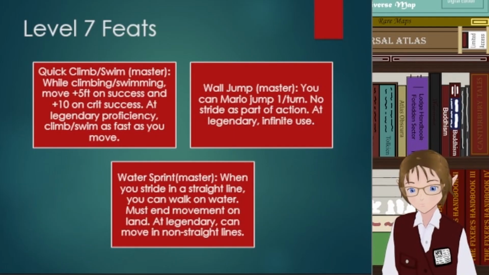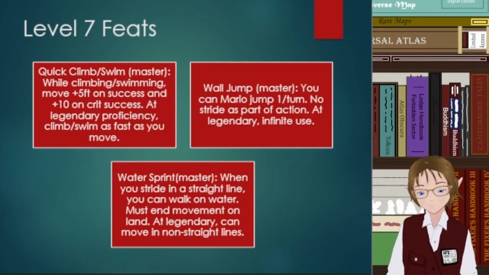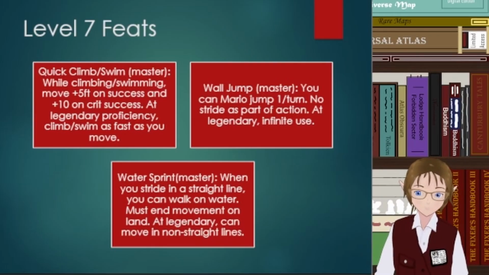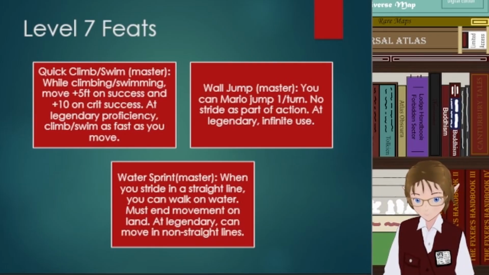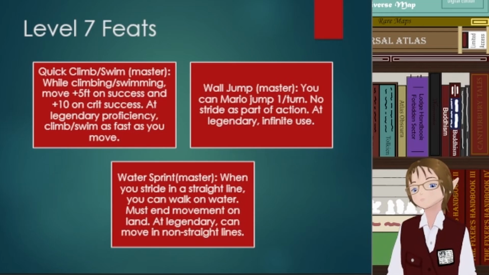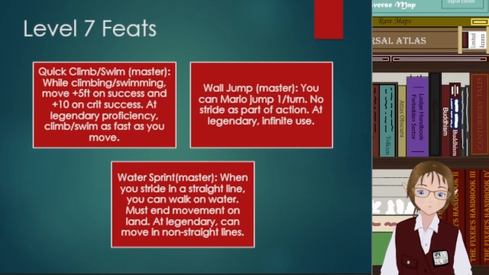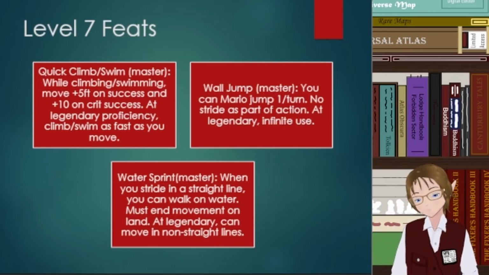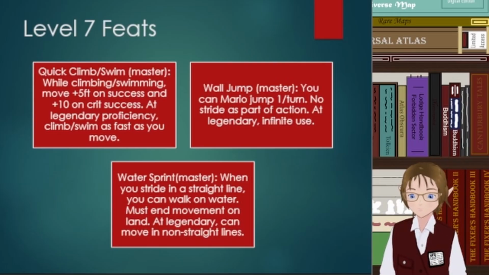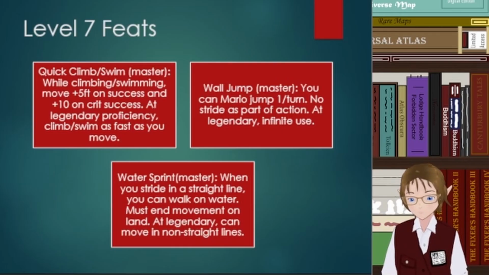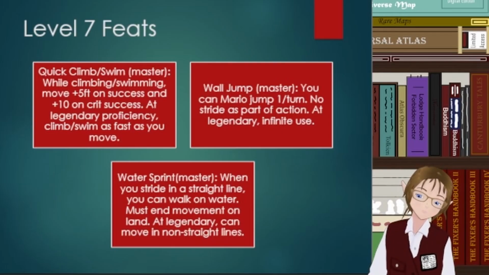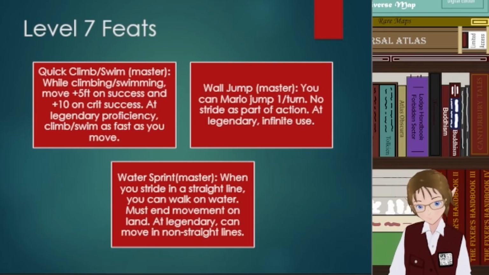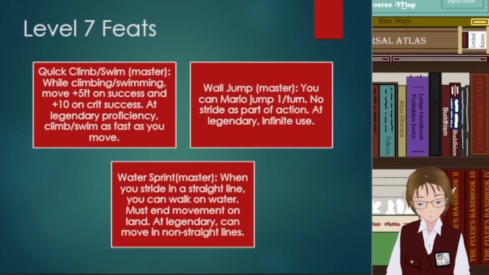There are also 3 level 7 feats available with athletics. The first one is Quick Climb or Swim. These are 2 separate feats to be clear, but I put them together because they have the exact same effect. Both require Master Proficiency, and while you're either climbing or swimming, you move +5 feet on success and +10 feet on a critical success. And at Legendary Proficiency, you can climb or swim as fast as you move. As I said, these are 2 separate feats, meaning that you must take Quick Climb and Quick Swim to have the effect for both. However, the text is almost exactly the same.